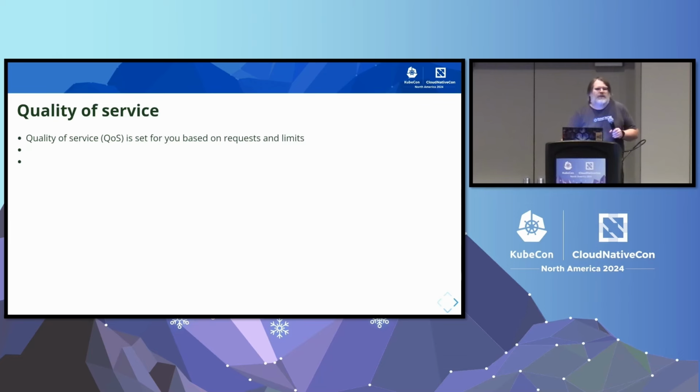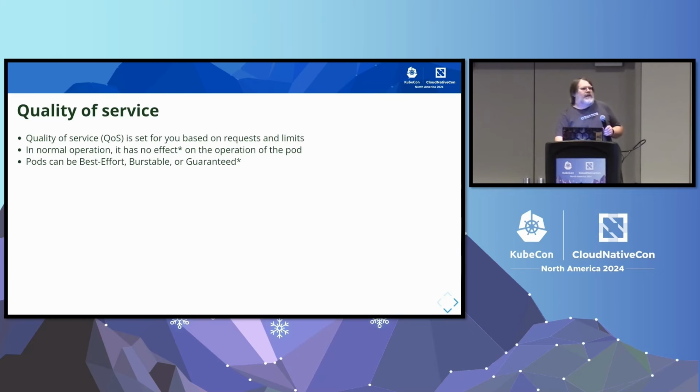Now, there is this thing called quality of service, and this is where, if you haven't been working with Kubernetes for very long, you may not have hit this yet. Quality of service is a classification of your pods that Kubernetes assigns. You don't set it. Kubernetes assigns it based on the requests and limits that you set. Now, in normal operation, just your pod running, doing its thing, what quality of service it has doesn't matter. It doesn't affect the running of the pod. It only comes into play when things start to get congested.